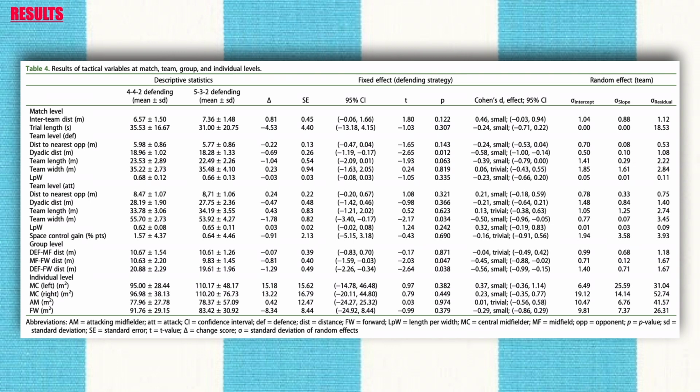Table. Four significant differences were found in the following variables: mean dyadic distance, defending team; team width, attacking team; midfield-forward distance, defending team; and defense-forward distance, defending team. In particular, the 5-3-2 defending formation was differentiated by reduced dispersion, mean dyadic distance, in the defending team, small effect, closer interline distances between midfielders and forwards, small effect, and defenders and forwards, small effect, and reduced team width for the attacking team, small effect.